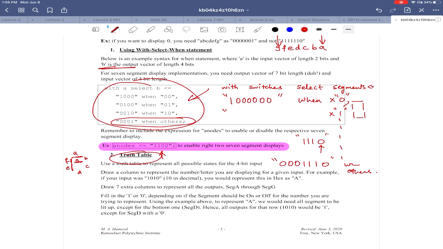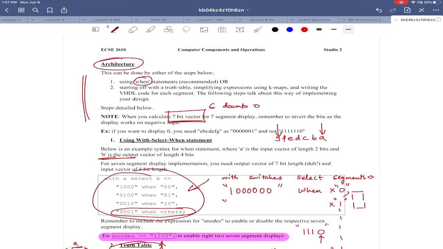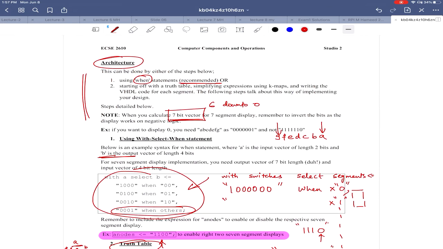There is a second way to do this, which is the truth table method, which is a little bit tedious. In this case, you are treating each switch, segment, and anode individually as opposed to doing it in a vector format. And that can be pretty lengthy. It involves a lot of simplification. We are not ready to do that yet. So I have just put it over here for the sake of reference, but I'm recommending you to use the when statements, or option 1, to do this.